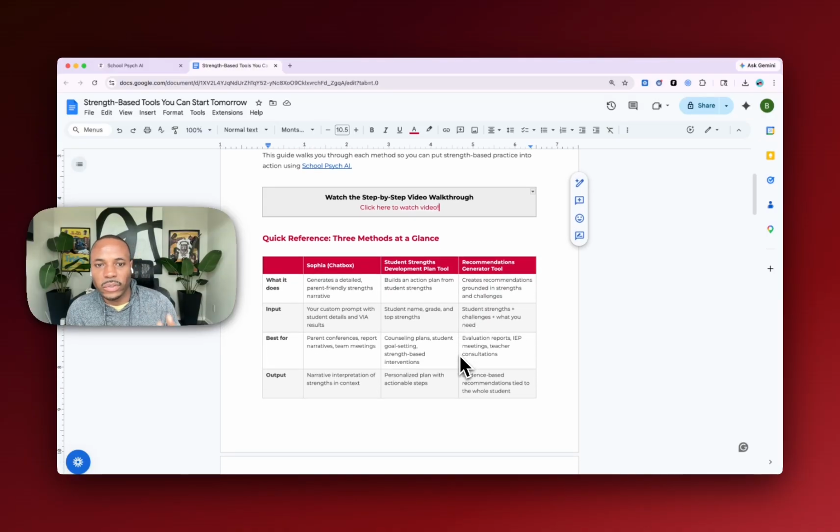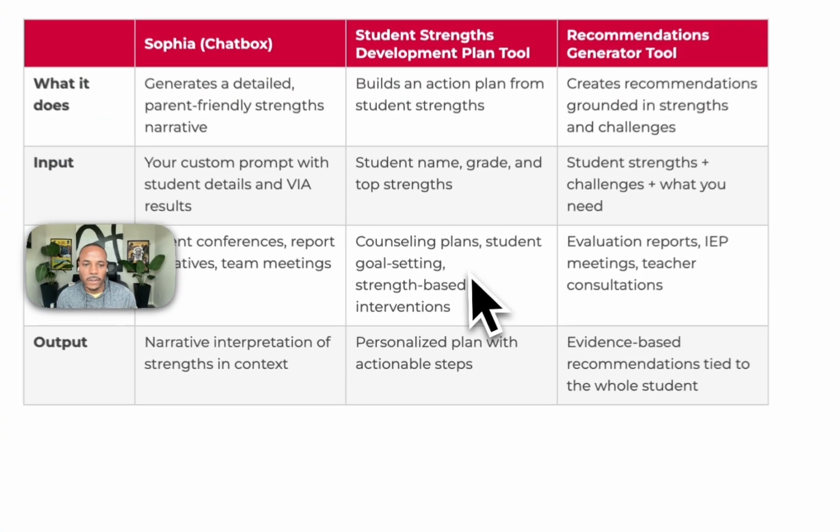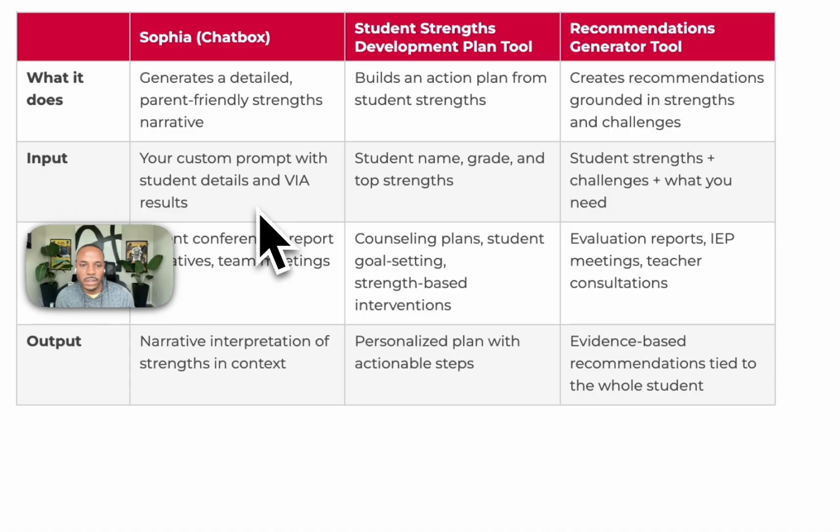We're going to cover 3 different ways. The first way is to use Sophia to chat and just use Sophia as your thought partner. The second way is going to be to utilize our student strengths development plan tool. And then the third way, we're going to show you how to then generate recommendations from that.